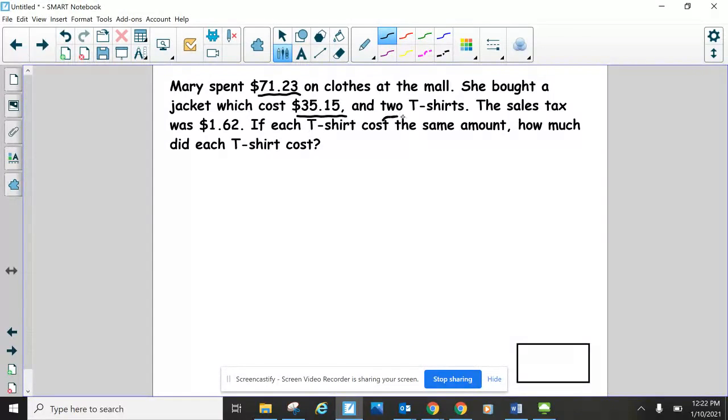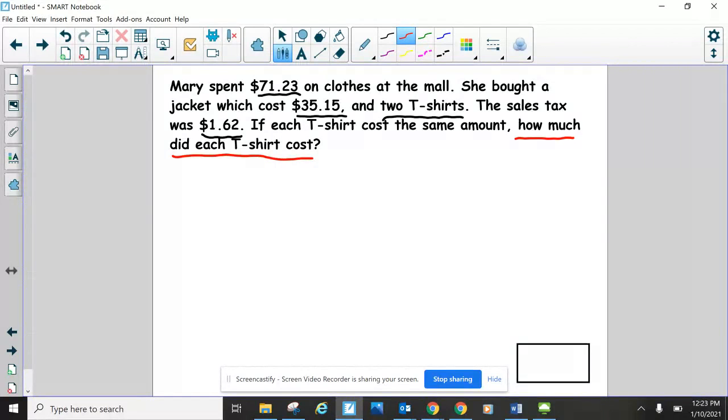But she also bought 2 t-shirts, and they don't tell me what those t-shirts cost. So immediately I'm wondering, well, how much do the t-shirts cost? So I'm going to read on, right? So $35.15 for the jacket and then some t-shirts. There was sales tax, which is $1.62. And I think we know from our shopping experience that sales tax is something we would add to our total. And now here it says, if each t-shirt costs the same amount, how much did each t-shirt cost? So now I know why they didn't tell us the cost of the t-shirts. They want us to find the cost of the t-shirts.